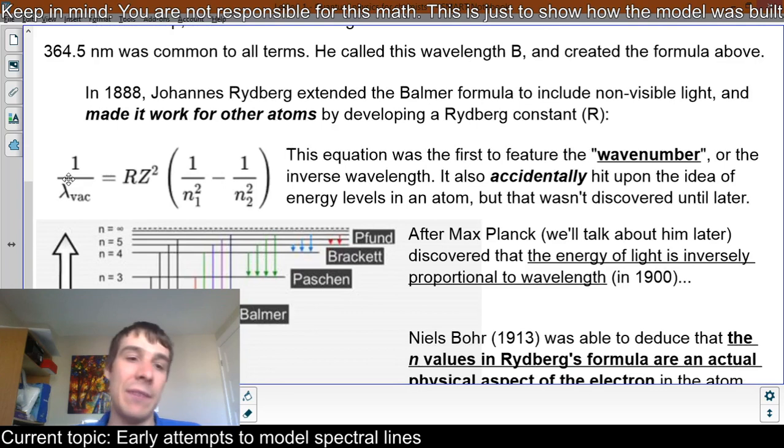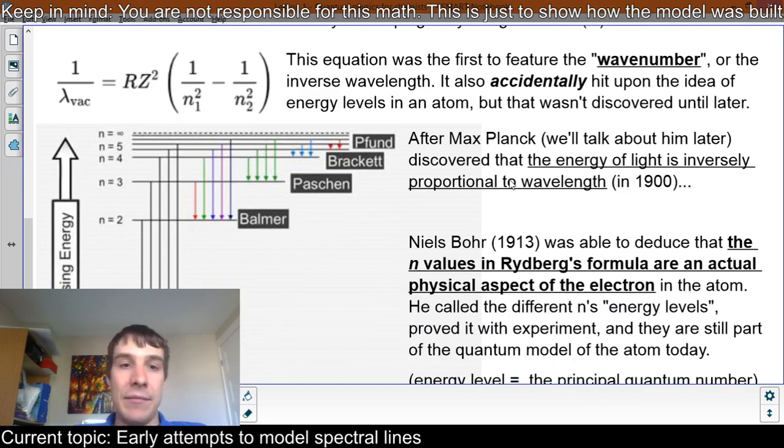So he used 1 over wavelength in his formula, and 1 over wavelength is something he called the wave number, the inverse wavelength. That's how many waves can fit in one space. It was accidental; it just made the math easier for him. But it turns out that the number of waves that can fit in a space is a really good way to describe how electrons actually exist in an atom. So it accidentally created this concept of energy levels, but the formula itself wasn't thinking about that. The formula just wanted to explain why these lines are where they are, and how we can predict where they are going to be.